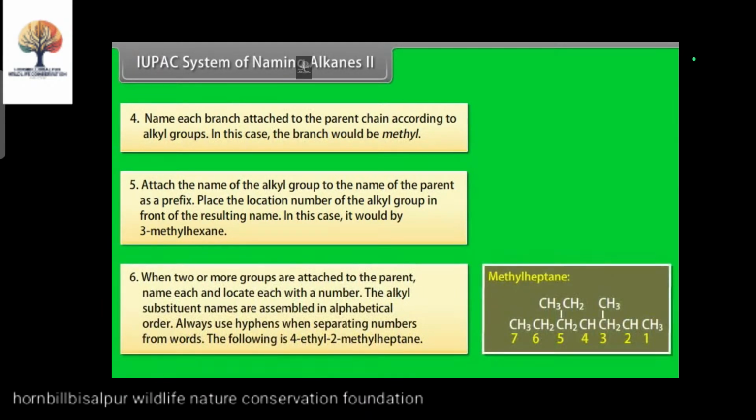Number 6. When two or more groups are attached to the parent, name each and locate each with a number. The alkyl substituent names are assembled in alphabetical order. Always use hyphens when separating numbers from words. The following is 3-ethyl-2-methylheptane.